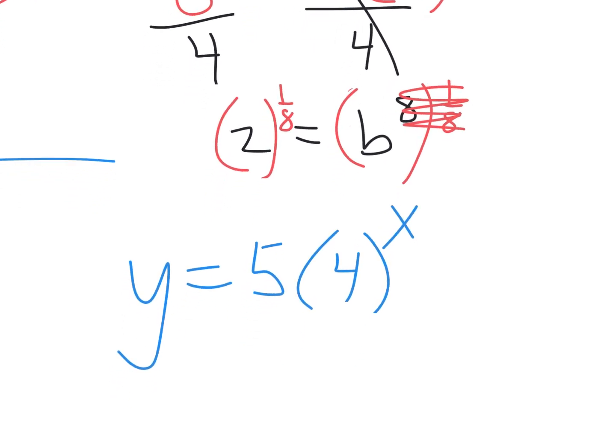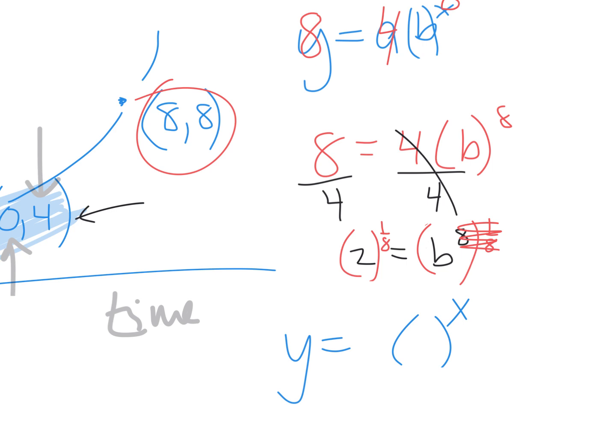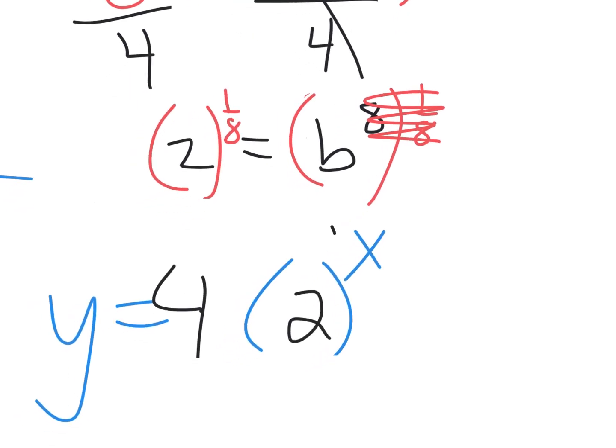So I was trying to write it like this, and I was making up numbers for my starting value and my b. But here's my starting value for real. It was 4. And then my b is 2 to the 1/8. Isn't that interesting? A fraction up there in with the x. See what I did there?